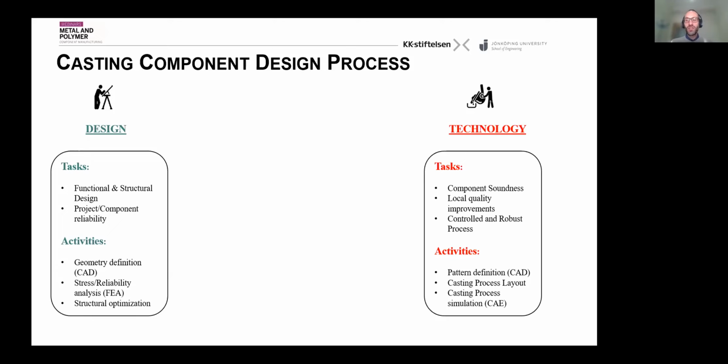To perform these activities, usually the foundry can have some help from the pattern definition using the CAD file. Of course, they can also, with the CAD, have a casting process layout, meaning that they have to study the gating system, the feeder and riser system, and also the chillers and so on. And they can be supported in making the right choice by casting process simulation.